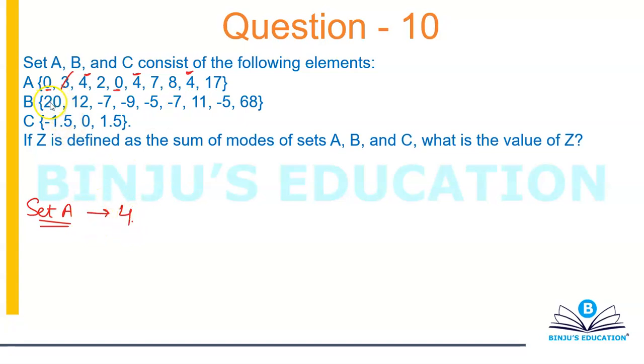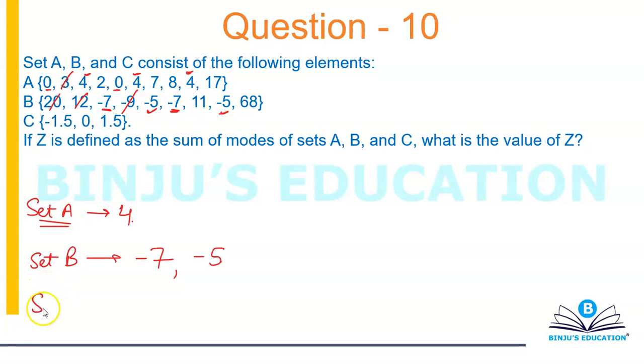For B, I don't have 20 twice, so this is out. 12, nope. Minus 7 is once, minus 7 is twice. So for set B, minus 7 appears the most. Minus 9 is once, so this is out. Now I also have minus 5 twice. So there are two modes in this set, minus 7 and minus 5. Okay, set B is also done.